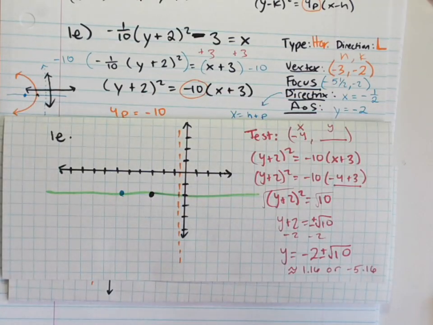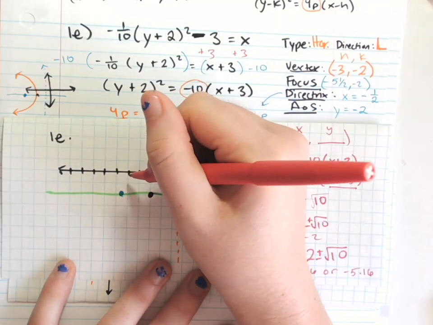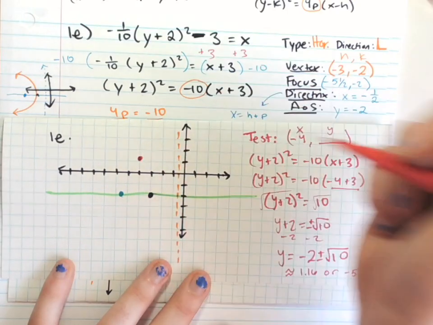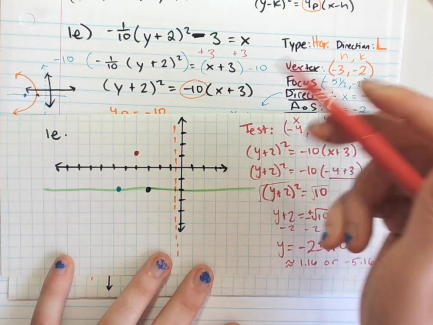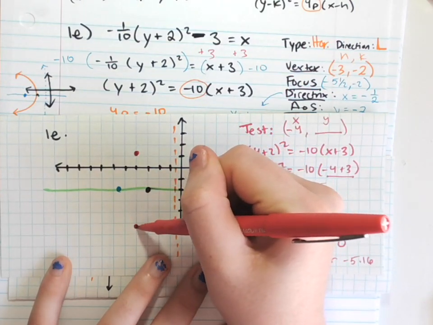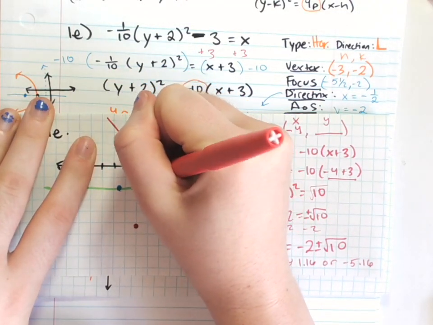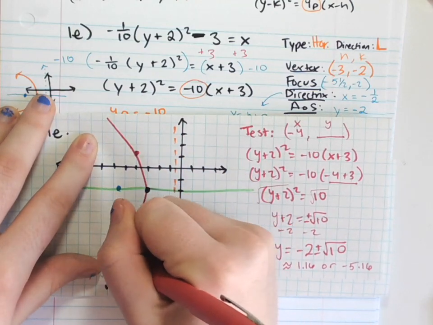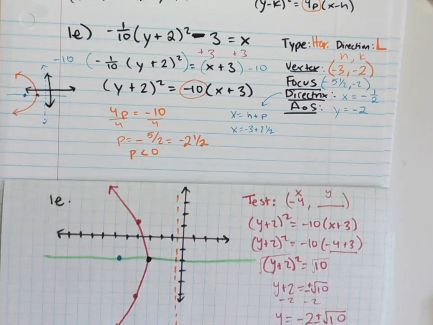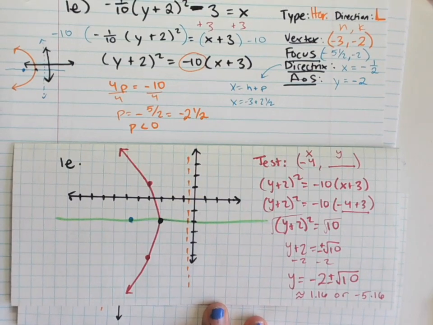Okay, so let's plot it. At negative 4, we have a point at 1.16, 1, 2, 3, 4-ish right there. And then we also have one at negative 5.16, 1, 2, 3, 4, 5, and a little bit more. So here is my kind of flat looking parabola. There we go. So there's all the math necessary for 1e.